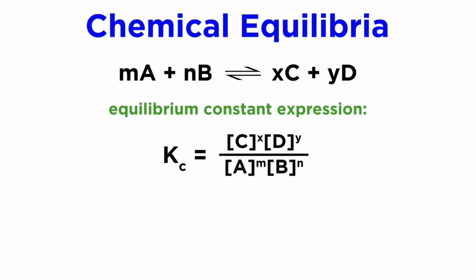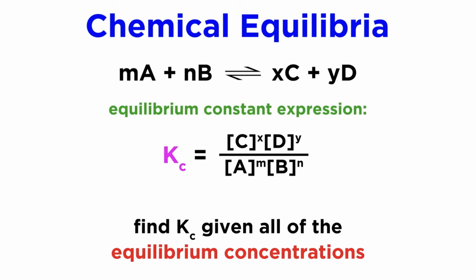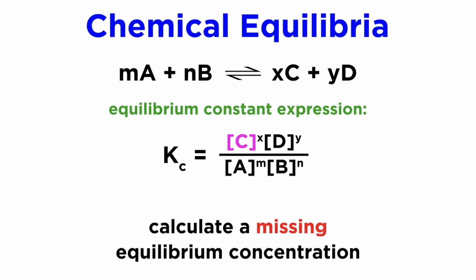Now that we know how to assign these terms, we are ready to learn how to calculate parameters of an equilibrium algebraically. The most basic calculation we can do is to calculate Kc given the equilibrium concentrations of all the substances involved, or similarly to calculate a missing equilibrium concentration given Kc and the other equilibrium concentrations. Let's try each of these now.